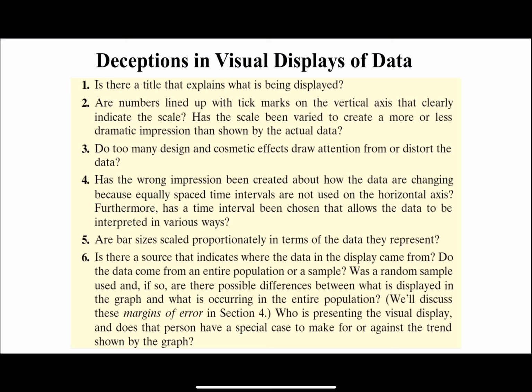So be careful when you see people's data, when you're looking at media, when you see a graph. It's really easy to deceive people using visual displays of data, okay? It's really important to be open-minded. Always question your knowledge and the knowledge presented to you as well, okay? So I'm going to provide an example of how easy it is to deceive people using visual displays of data.